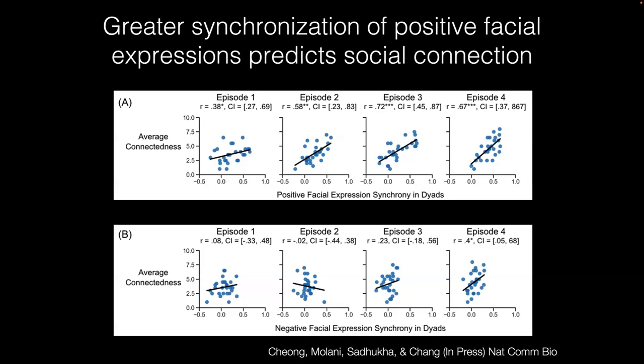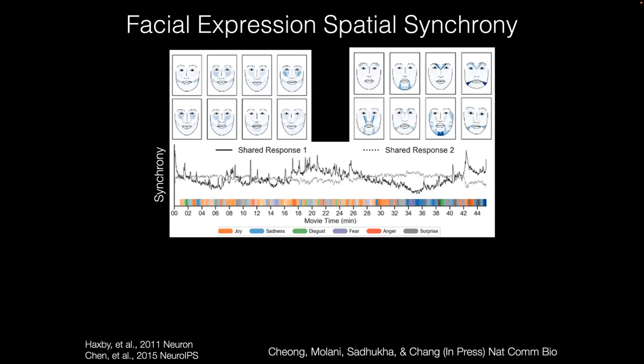We can also look at how people are synchronizing in their facial expression. So it's not just a smile or a frown, but we can also see what the actual facial expressions are and whether they are more similar for positive or negative ones. In this one, we're also using this functional alignment technique. Instead of using fMRI, we're using facial expression data, and we're trying to find a latent time course that's common across all people.